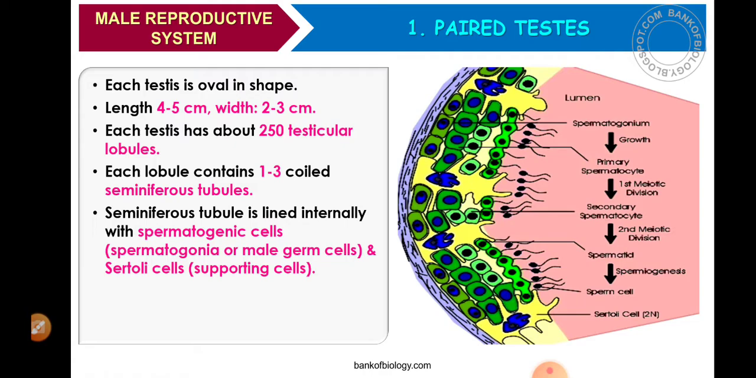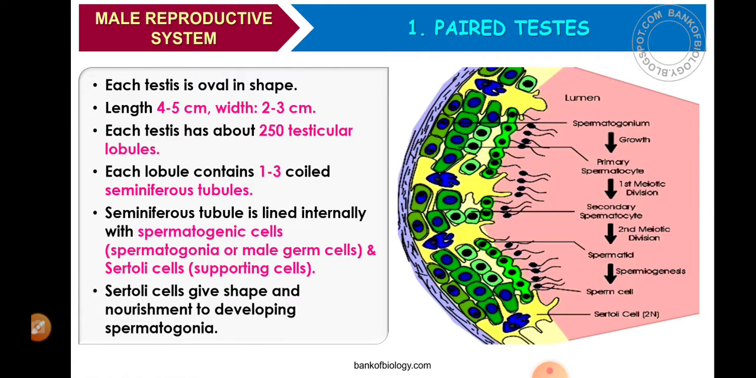The seminiferous tubules are lined by a special type of cells known as spermatogenic cells, which we can also call male germ cells. These cells are essential for sperm formation. Afterward, one more type of cell is there, known as Sertoli cells, also called supporting cells. These cells help to maintain the shape of the sperm and to nourish them.